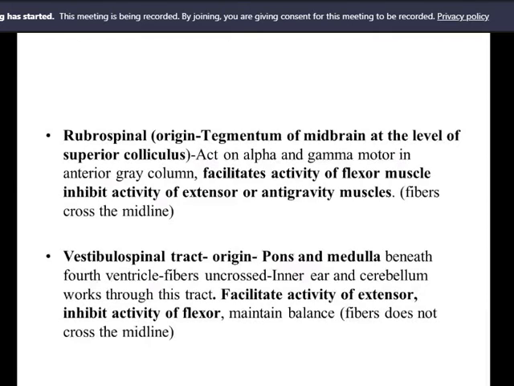From that the rubrospinal tract, another extrapyramidal tract, originates, and it acts on the alpha and gamma motor neurons in the anterior column, facilitates the activity of flexor muscles, and inhibits the activity of extensor muscles. It facilitates the activity of flexor muscle. So there is forward bending, flexion.